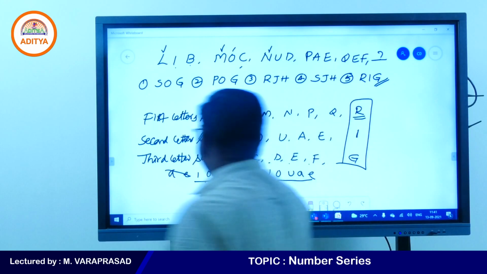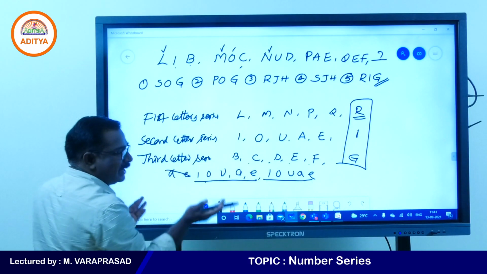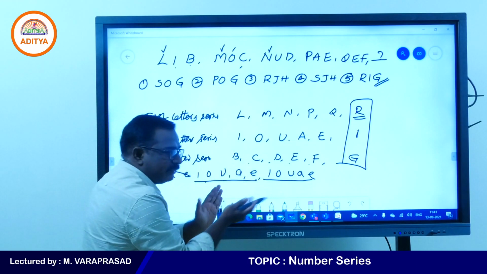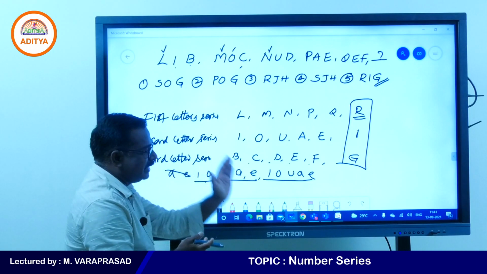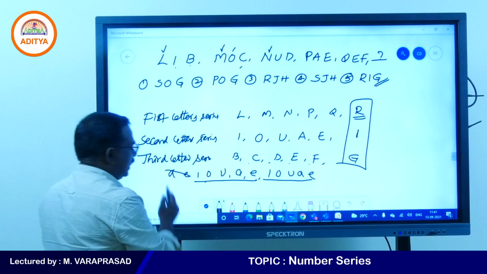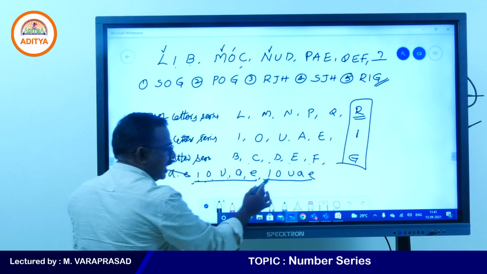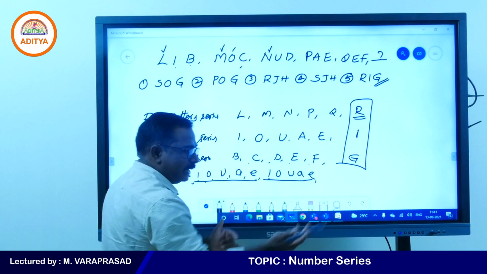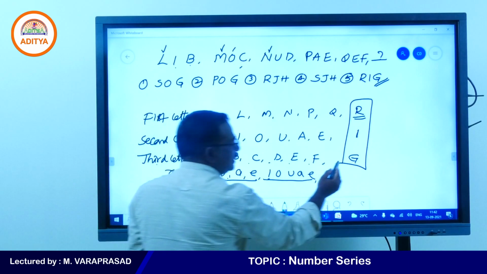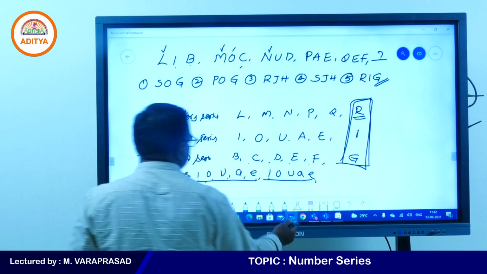You divide as first letter series, that is the consonant series. You divide the second letters, that is vowels. You divide the third letters, that is a continuous pattern from the second letter onwards: B, C, D, E, F, G. These are vowels I, O, U, A, E. A, E, I, O, U we have, but it started from I, O, U, A, E, I, O, U, A, E. Yes, third letters are continuous letters. R, I, G is the answer for the given question, option number 5.